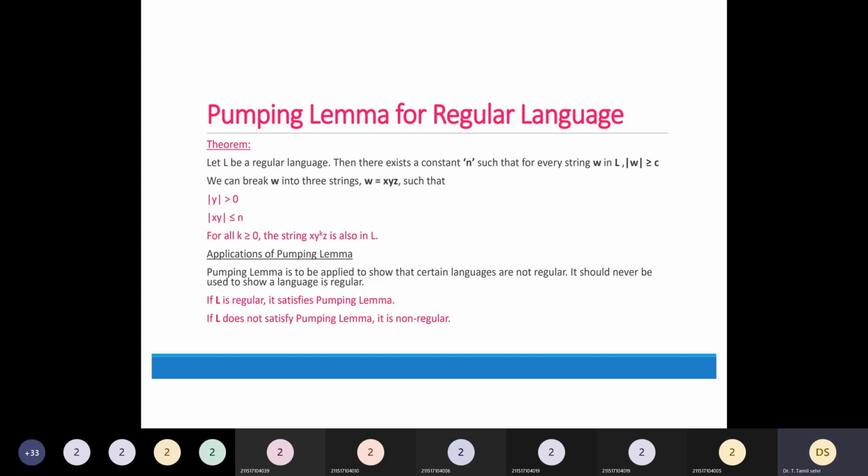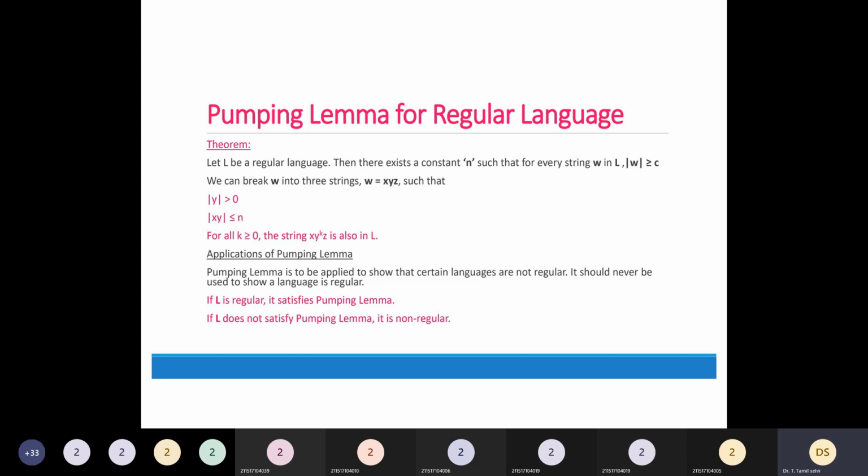So the given theorem: let L be a regular language, then there exists a constant n such that for every string w in L, with the length of w greater than or equal to n, we can break the given string into three different parts. Here w is nothing but the string. So first you have to break this into three different parts. While dividing, you have to satisfy the following conditions. For dividing purposes, we have to follow these rules.